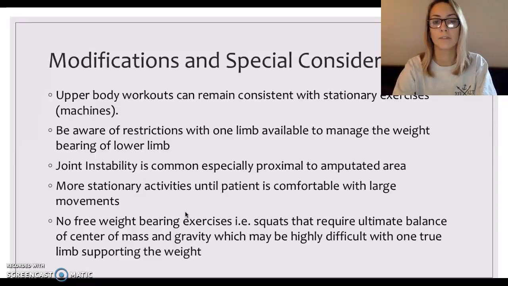More stationary activity should be performed until the patient is comfortable with larger movements, and he should avoid free weight bearing exercises such as squats that may require ultimate balance of his center of mass and gravity, which may be difficult with one true limb supporting the weight.